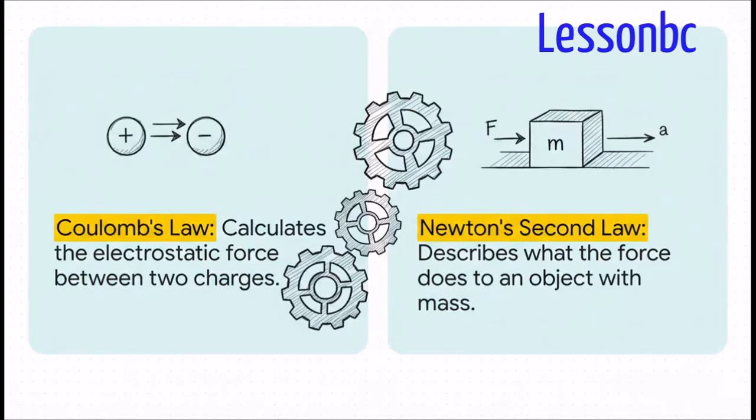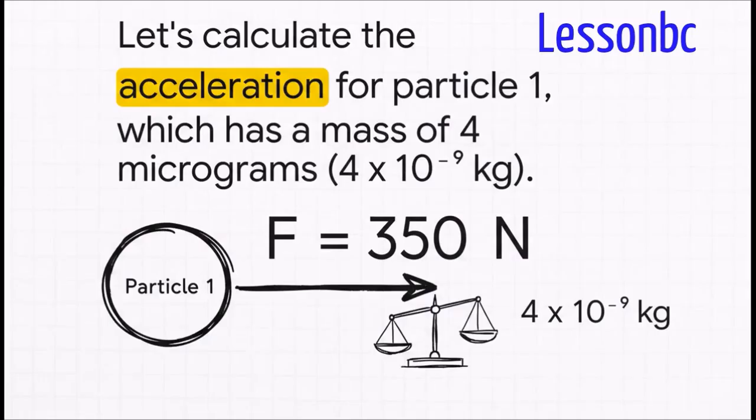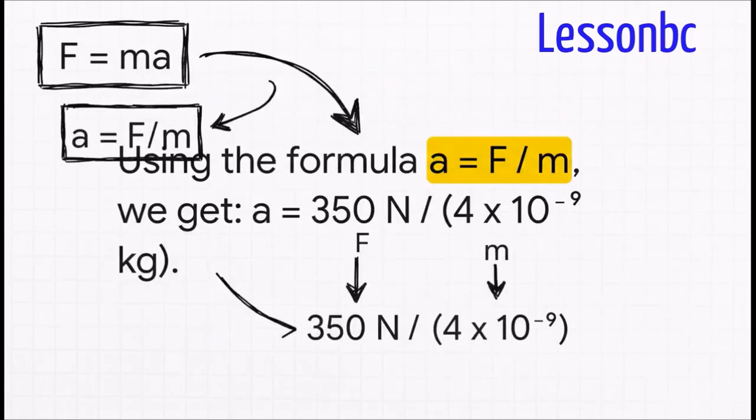And here's where it gets cool. One law calculates the force, the other tells us what happens because of it. So let's use our 350 newtons to see how fast particle 1 is going to accelerate. It's easy. We just flip Newton's formula around and plug in the force and the mass.